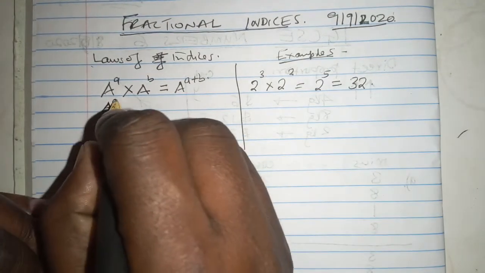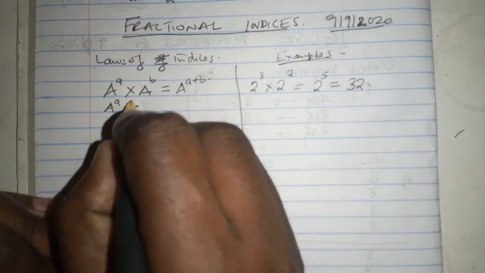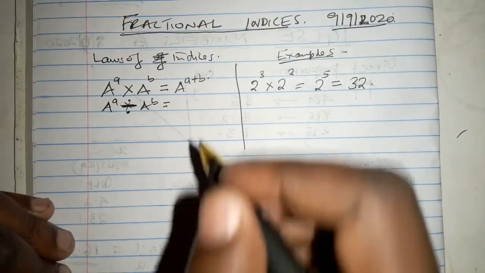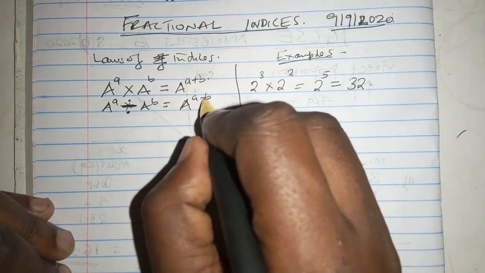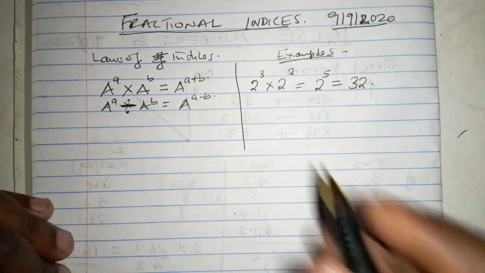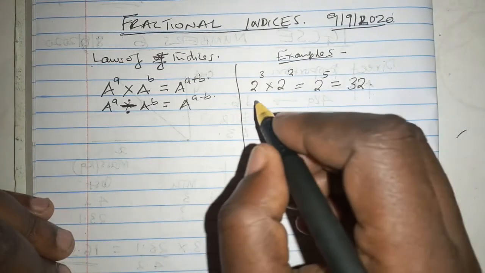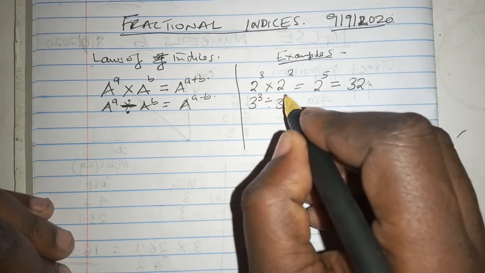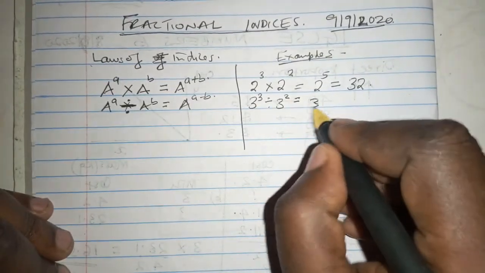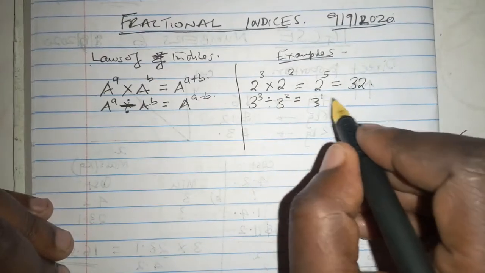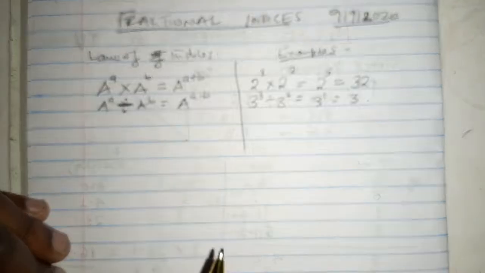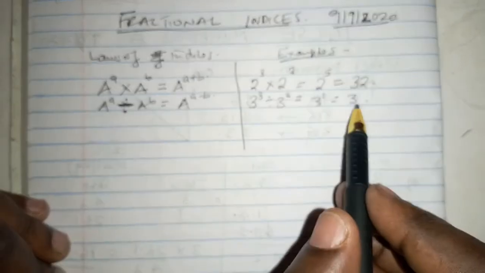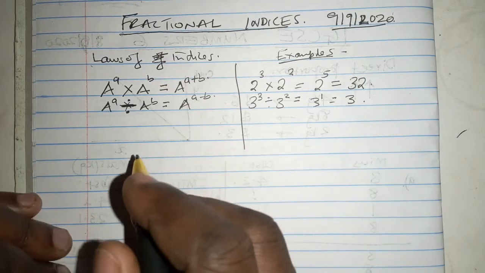If a raised to power a is divided by a raised to power b, this is the same as saying a raised to power a minus b. Again, you subtract the indices. Like 3 raised to power 3 divided by 3 raised to power 2 is 3 raised to power 3 minus 2, which is 1, which is basically 3. And purely this is just 27 divided by 9, which is eventually 3.